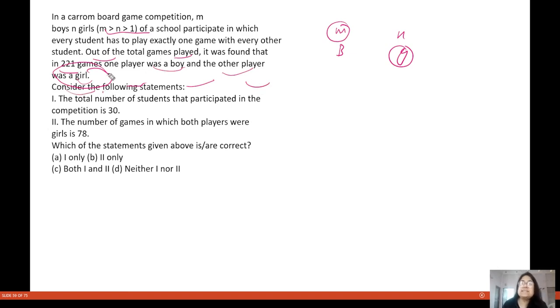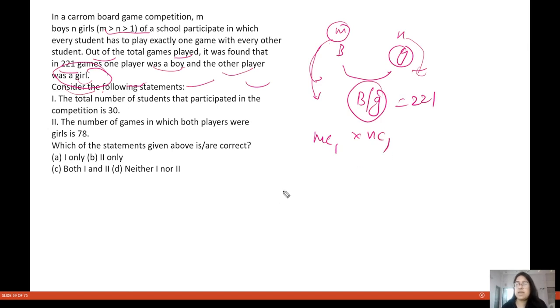So see, it has already been given to us that there are m boys and n girls. And the number of games in which boys and girls are against each other is 221. So that means we would have chosen one boy from this m, and one girl we have chosen from here. So that is given by what? MC1 into NC1. This is our combination, which equals 221.